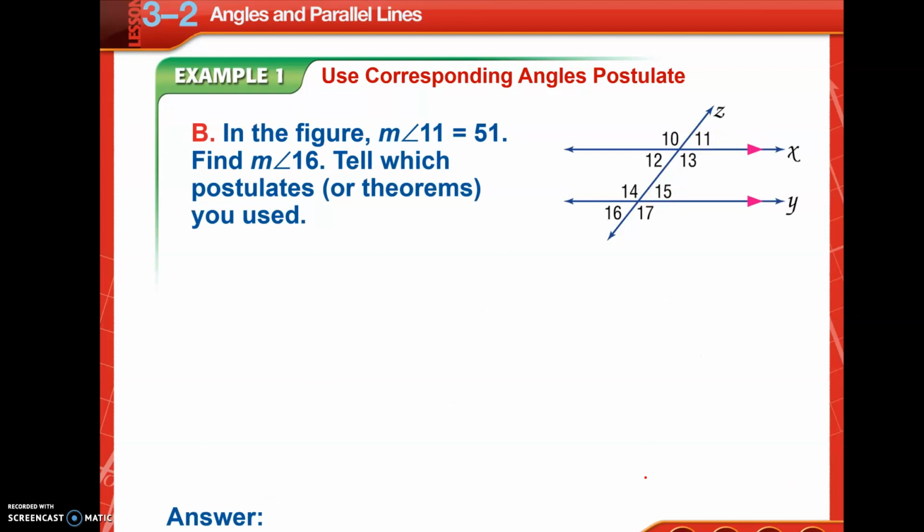So let's look at this one. Again, 11 is 51. And so I'm looking at 16. So 11 and 16 aren't corresponding, but 11 and 15 are corresponding. So 15 is 51 because it corresponds with 11. And then 15 is vertical with 16. So 16 has to also equal 51 because of vertical. So the theorems or postulate that we used was corresponding to get 15 and then vertical to get 16.